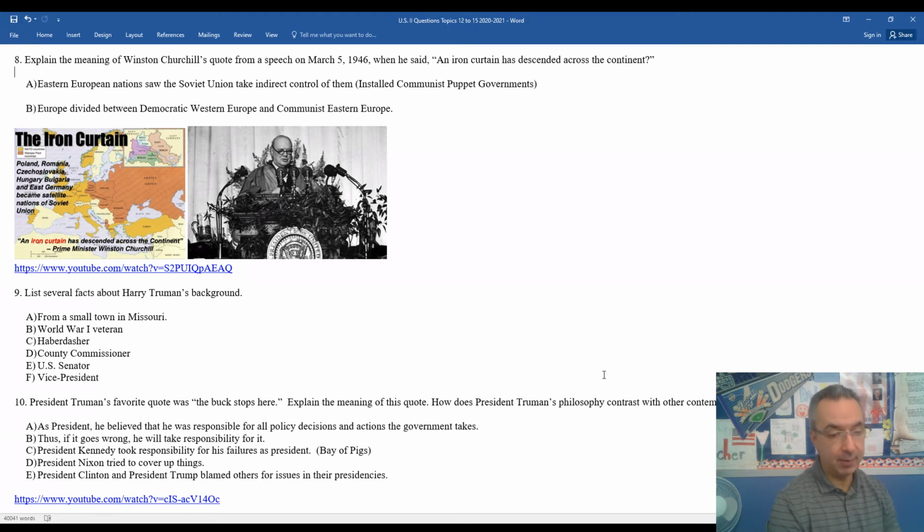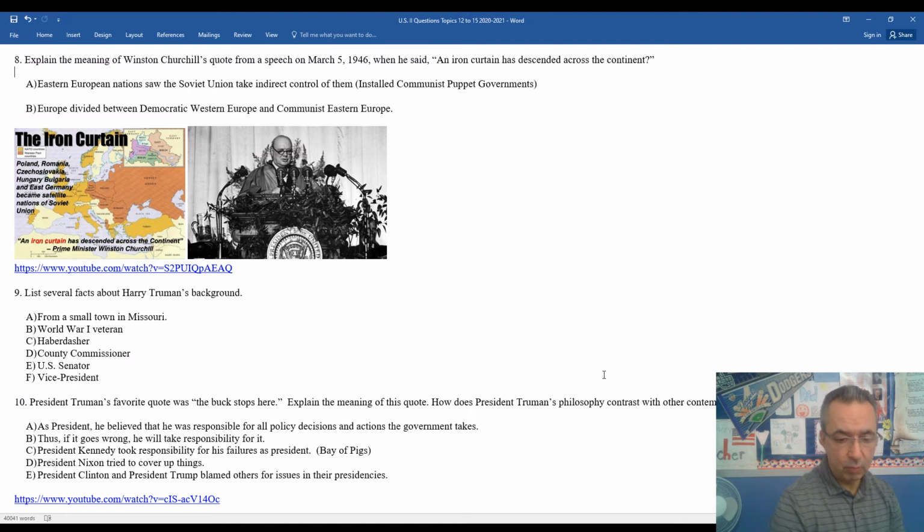Question 9 lists several facts about Harry Truman's background. He's from a small town in Missouri. He was a World War I veteran. He was a haberdasher. If you know what a haberdasher is, that's a person who works in accessories for fine dressed men's suits and accessories. He was a county commissioner in Missouri, which got his political career started. He was a U.S. senator and the vice president of the United States of America for about 65 or 70 days.